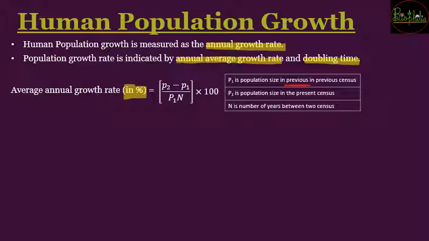So previous population counting होगी, so that counting is called a census. P2 is going to be the size in the present census, and N is the number of years between the two censuses. So in India it is 5 years for the value of N. So in every 5 years the population counting is taking place, and you can put the value of N as 5 years for India. In other countries it may vary, it can increase or decrease according to the time of census.